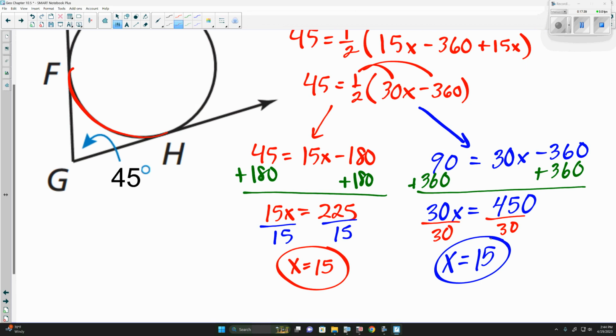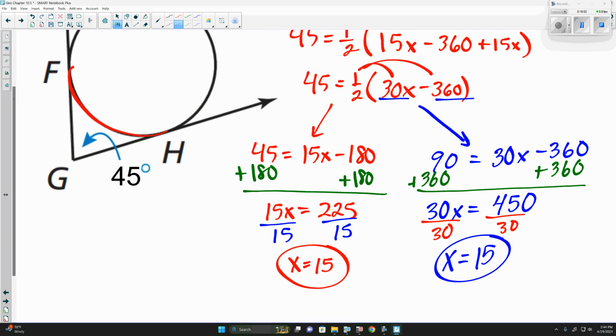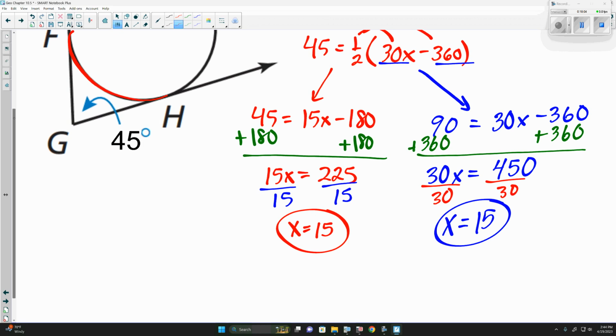Now either way here is not too bad, and the only reason that I did show especially the multiply by 1/2 is because 30 and 360 are both divisible by 2. So the numbers work out nicely. If you don't like doing that, we can multiply both sides by 2, and we'll still get to the same answer. Questions on any of this here? We ready for the next slide?